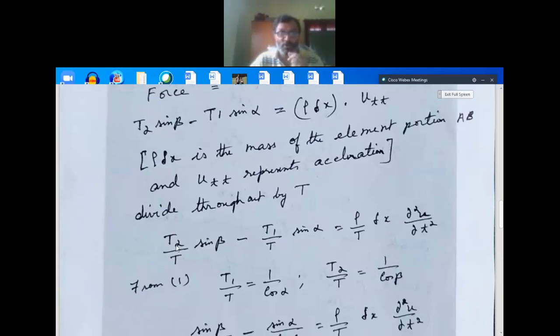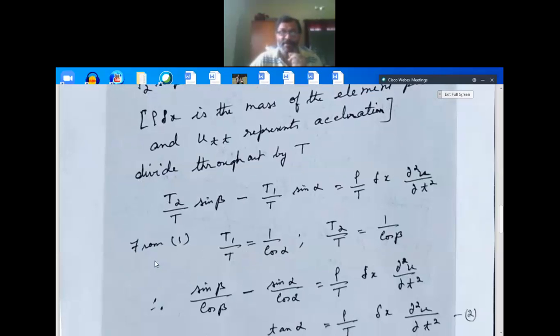Now we divide throughout by the tension T. So divide by T. Now from equation 1, I explained already, we write from equation 1, T1 by T is from here.